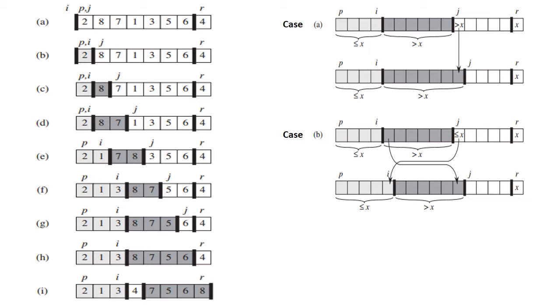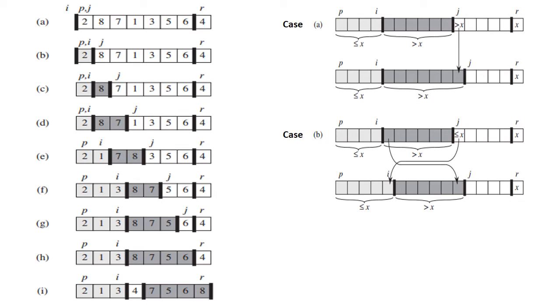Now look at this example. In this example, the pivot element is 4. We have initialized I to P minus 1 because J has not scanned any element yet. J is initialized to the first index P. The element at J is 2, which is less than 4, the pivot element. Therefore, it is the second case because 2 is less than 4.